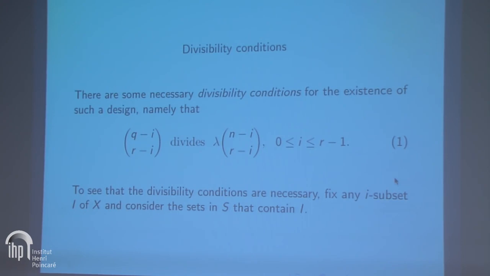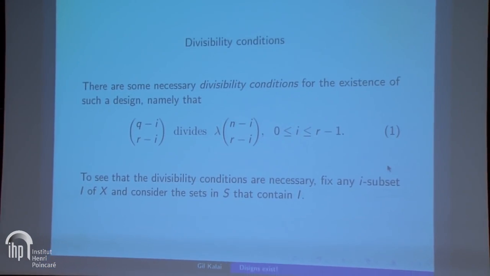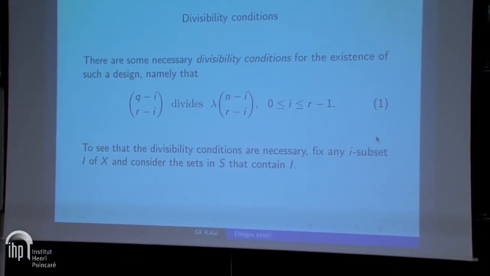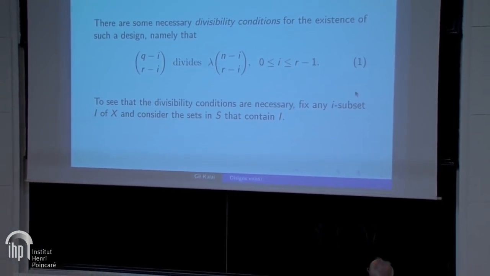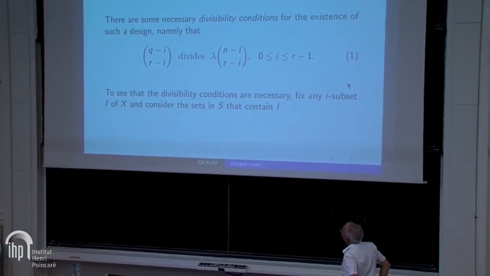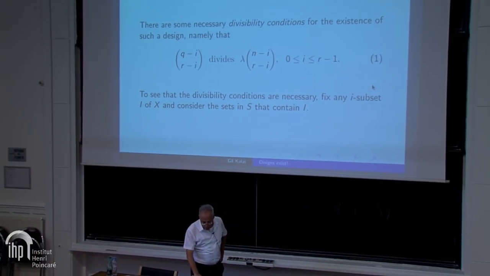So if you fix an I subset, this I subset will be included in Q minus I choose R minus I sets of size Q, and, well, let me not try to prove it. But in any case, we will come to some simpler argument of this kind.